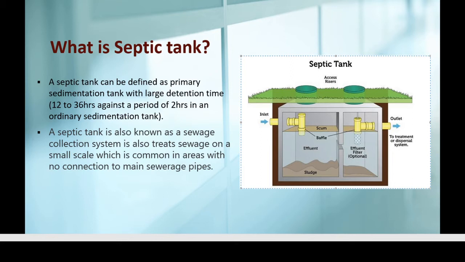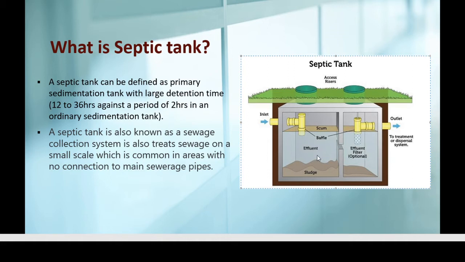As in this figure, we can see that the material, the sludge, is settled down because it undergoes an anaerobic process. This means the decomposition is done in the absence of oxygen, which we call an anaerobic process, and it is applied in the septic tank.